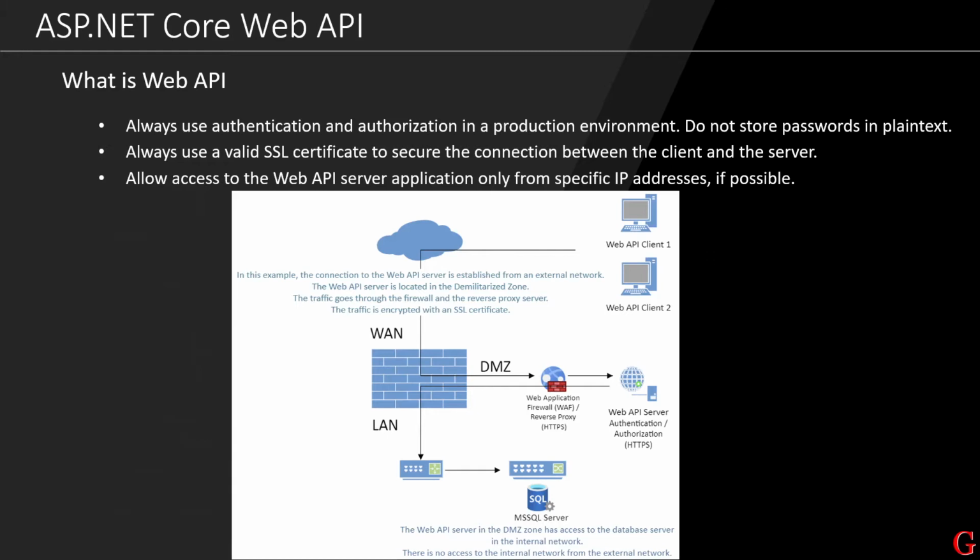Consider security before publishing your Web API server application to the Internet. When you publish your Web API application to the Internet, your application is sensitive to attacks. That is why you should always use authentication, authorization, and an HTTPS connection between the client and the server. Never store passwords in plain texts, and never allow access to the database server from the Internet.